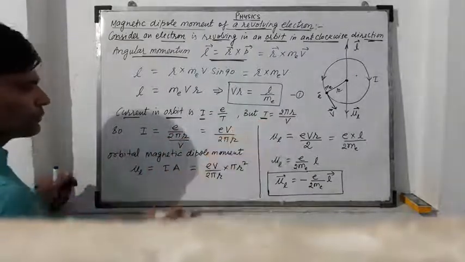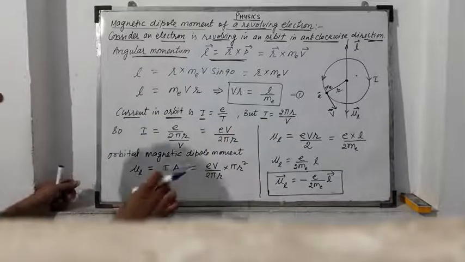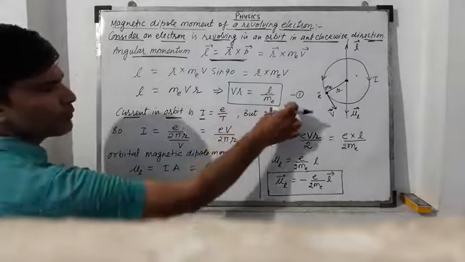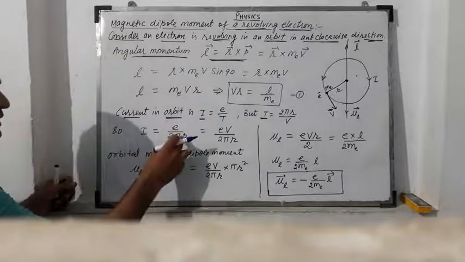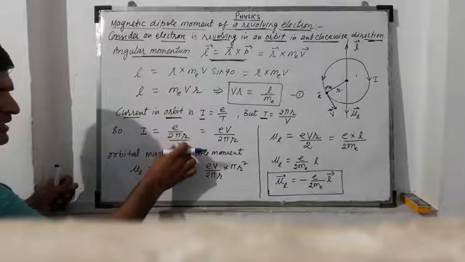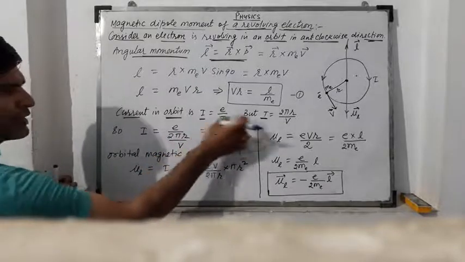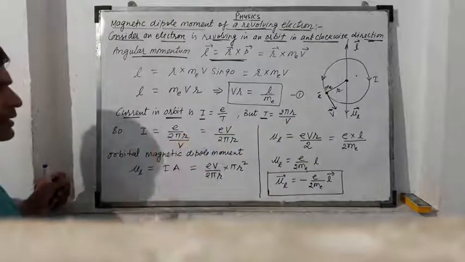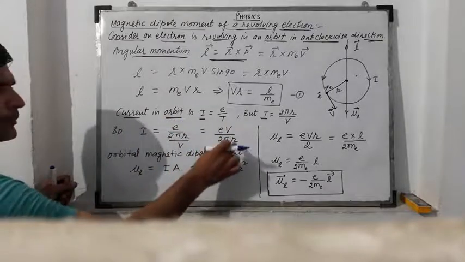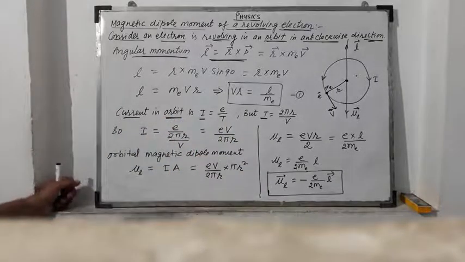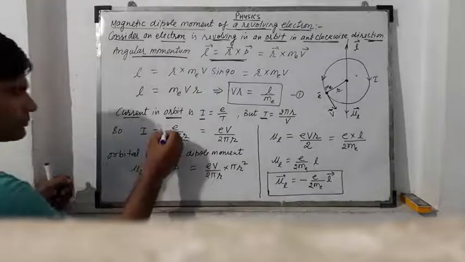The value we put, T is equal to 2 pi r upon v. So I is equal to e upon (2 pi r upon v). In place of T we put this value. This v goes to the numerator, then we get ev upon 2 pi r.